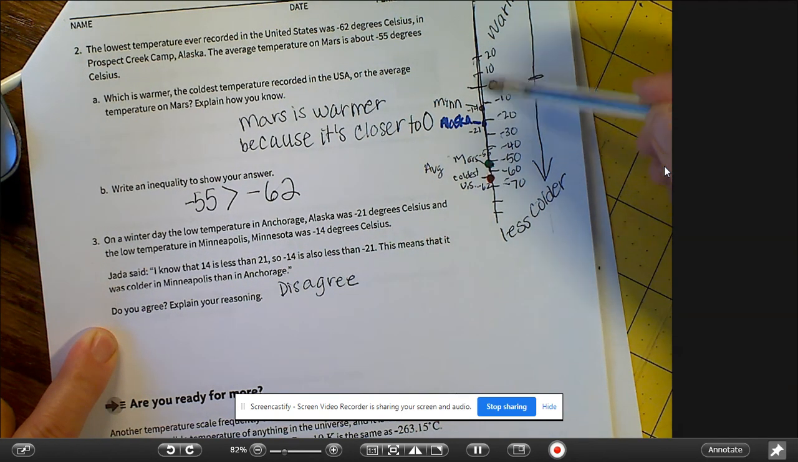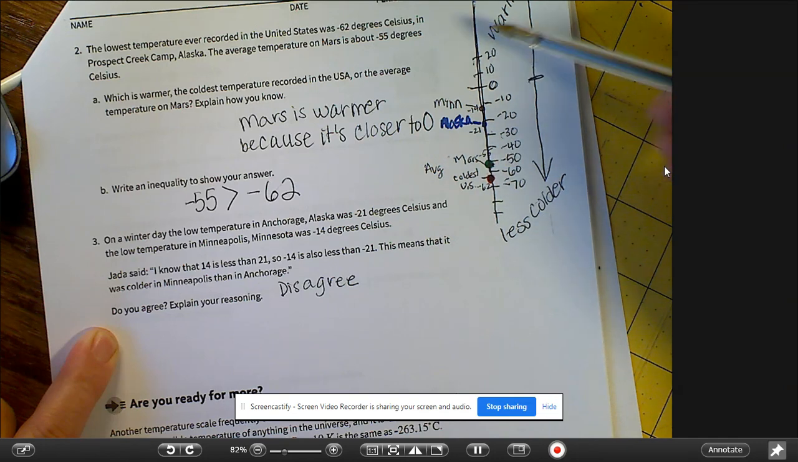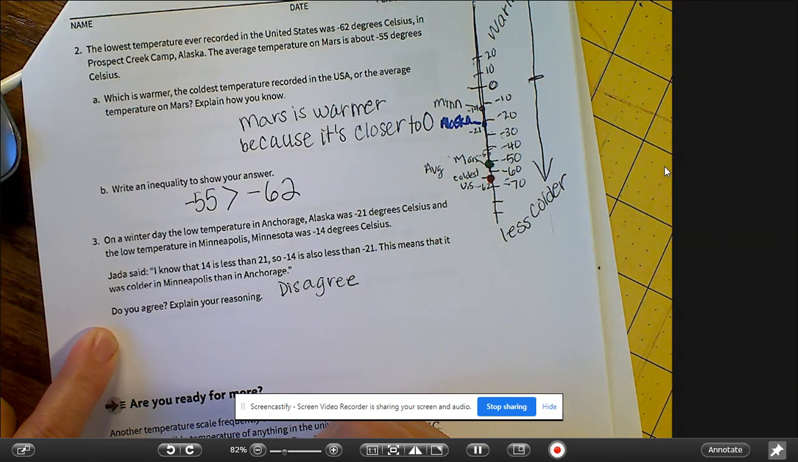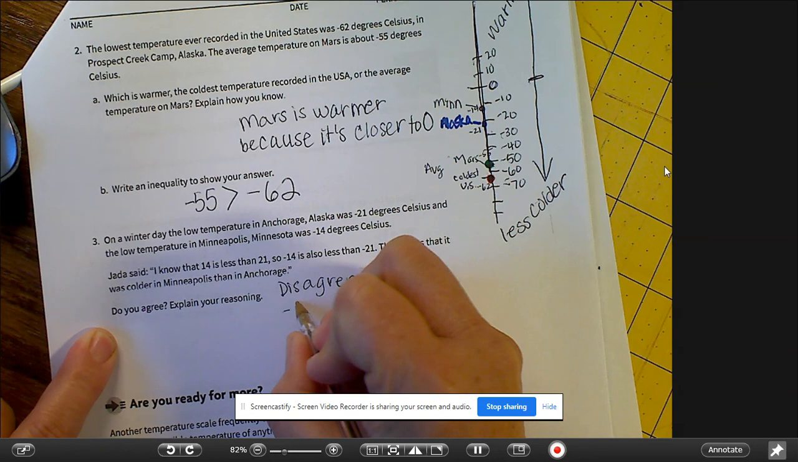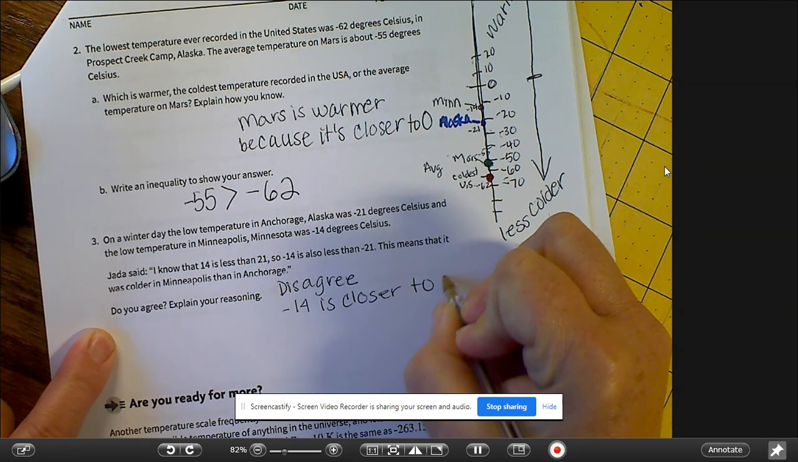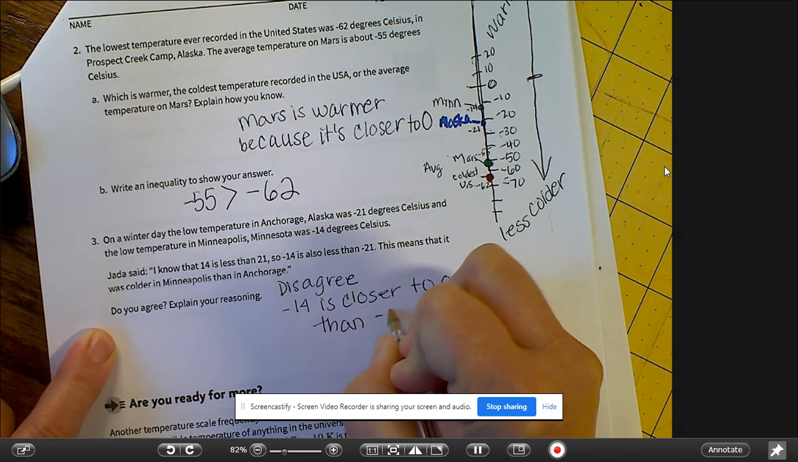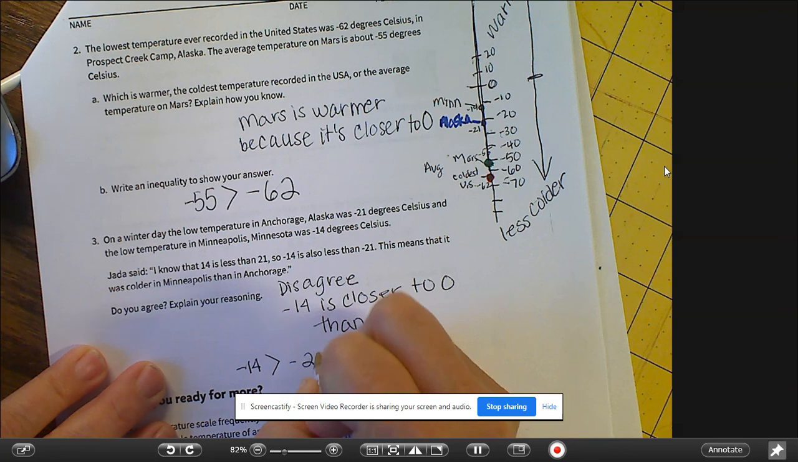Yes, that's true that 14 is less than 21, but negative 14 is more than negative 21 because, so remember, cooler going down, warmer going up. So negative 14 is closer to zero than negative 21, which means that negative 14 is greater than negative 21.